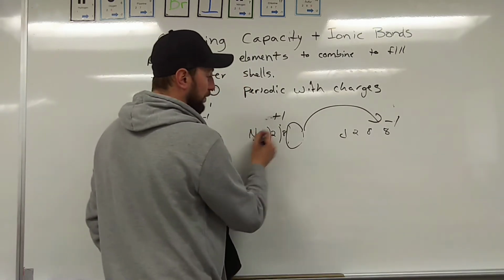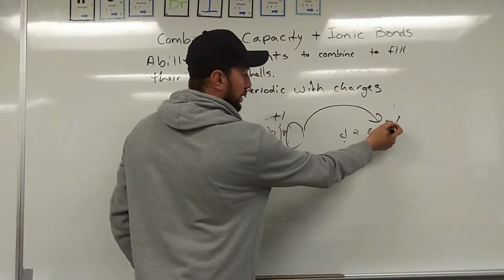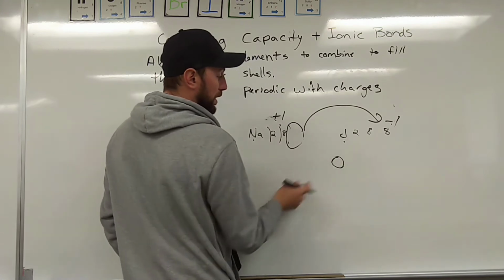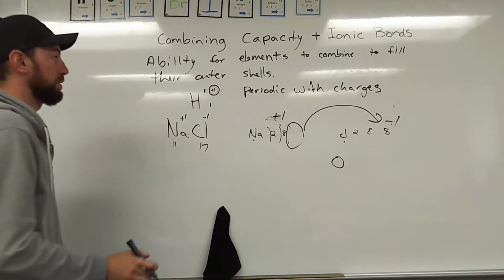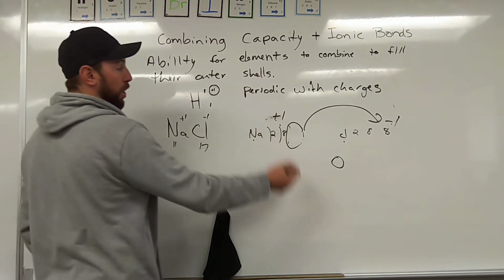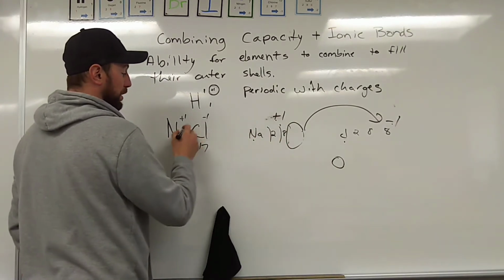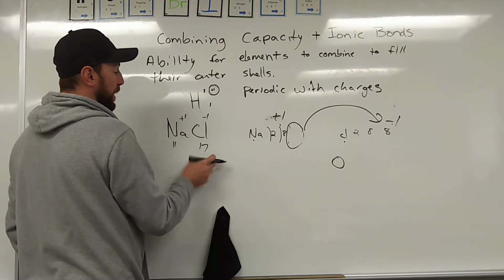So one of these and one of these, 1 from 1 equals 0. If it's neutral and balanced, it's happy. That's what it wants. Okay? So ionic is always transferring the charge. The charges are transferred, so they're going to pair up.